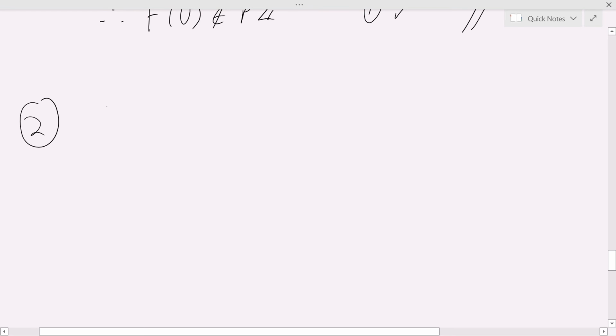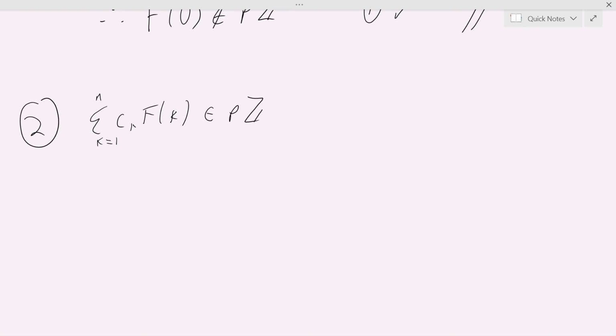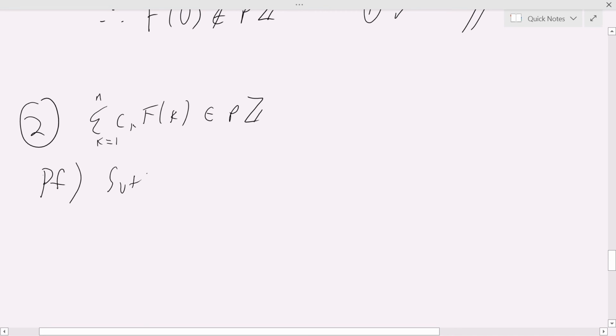So here we want to show that the sum k equals 1 to n of ck/f of k is in pZ. And for the proof of this, it's going to suffice to show that simply f of k itself is a multiple of p. And we show that for all k equals 1 to n. So f of k is in pZ for all k. So just like in the proof of the prior part, we're going to compute f of k.